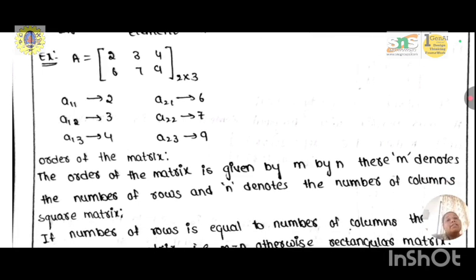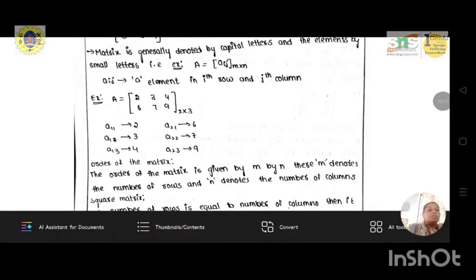The order of the matrix is given by M by N, where M denotes the number of rows and N denotes the number of columns of a matrix. Now we are going with the types of matrices. Now we are going to see some basic properties of matrices. The first one is the commutative law. Given two matrices A and B of the same order, we can apply the addition property only if the matrices are of the same order: A plus B is equal to B plus A. That is the commutative law.